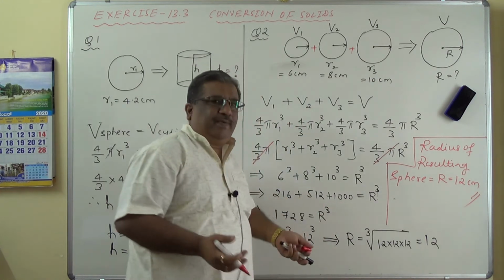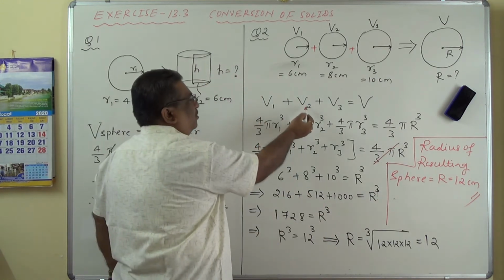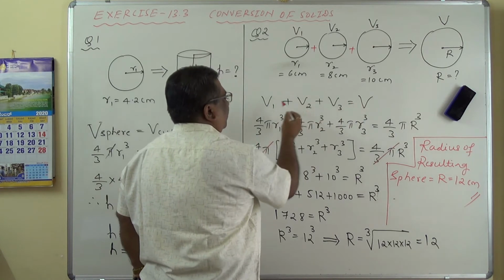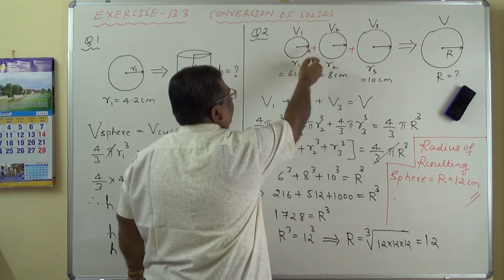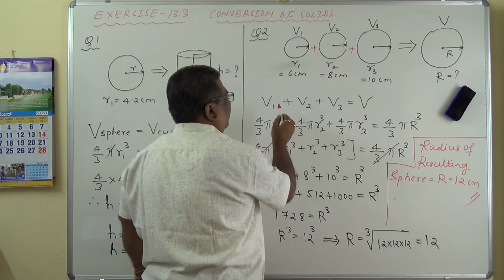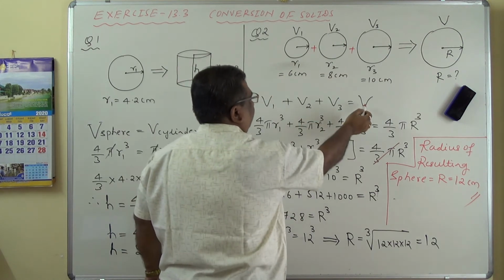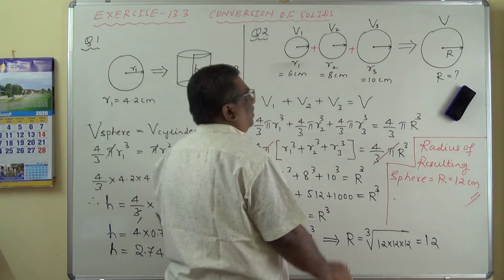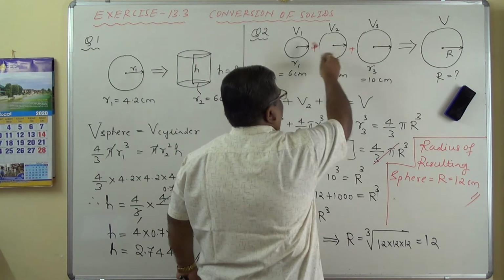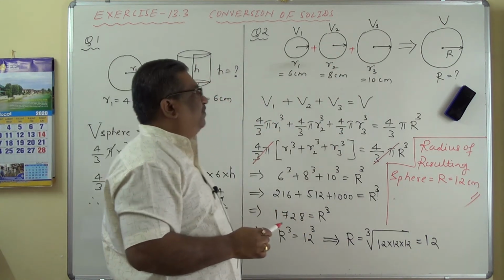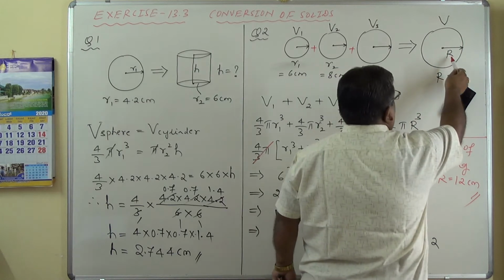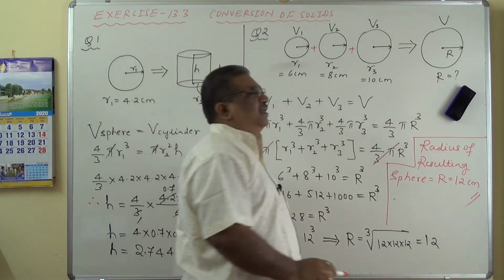So volume should be equated. Volume 1 plus volume 2 plus volume 3 equals V. What are V1, V2, V3? Volumes of these three spheres respectively are V1, V2, V3, and capital V is the resulting sphere. So R1, R2, R3 are the radii of the three spheres, and I am taking capital R for the radius of the resulting sphere.